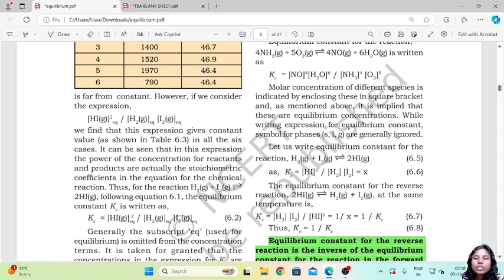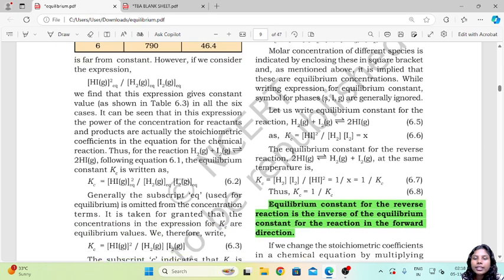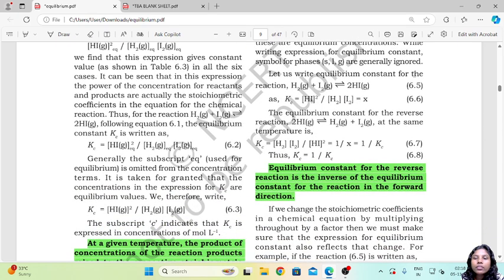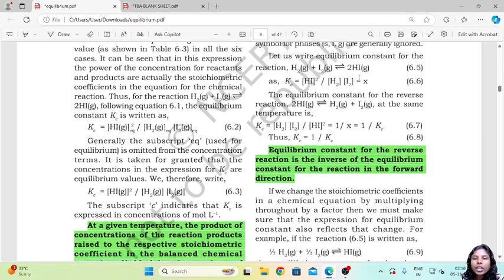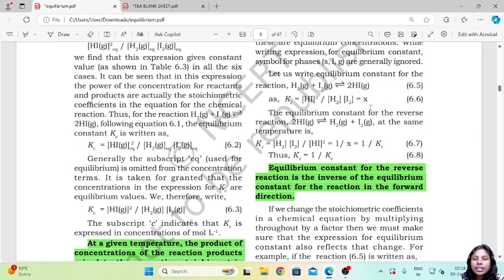While writing expressions for the equilibrium constant, the symbols for phases, solid, liquid, gases, are generally ignored. So in this case, we don't really consider the state of matter that is there. So let us consider the equilibrium constant for the reaction H2 + I2 giving 2HI. So here we are saying this equals X.